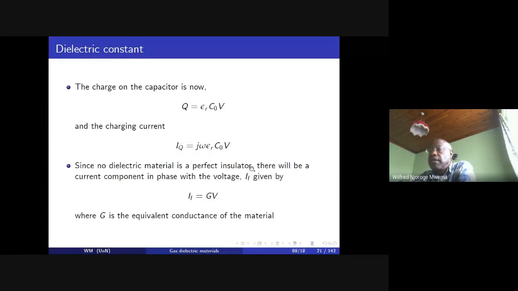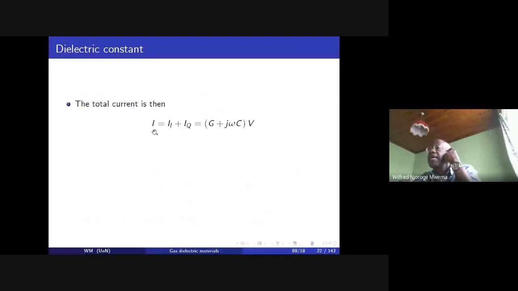Since no dielectric material is a perfect insulator, it will always have some loss current in phase with the voltage, and we give it the symbol I L. It will be given by the conductance of the dielectric multiplied by the voltage across it. So the total current must be given by I equal to the in-phase current plus the quadrature phase current, and this will be given by the sum of the conductance of the dielectric and J omega C, multiplied by V.